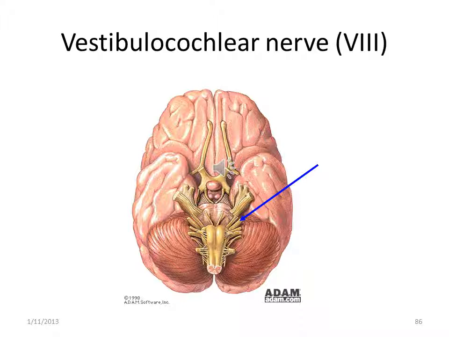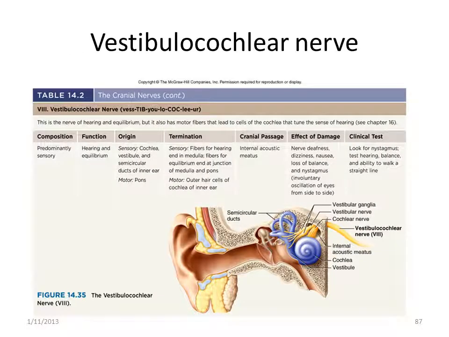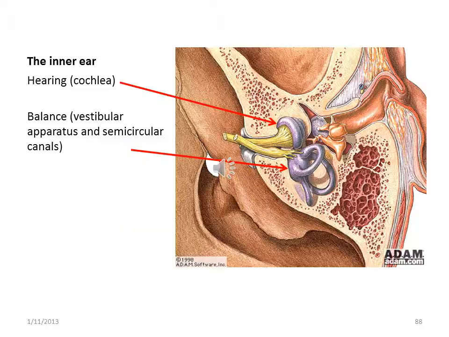Cranial nerve 8, the vestibulocochlear nerve, is shown on this inferior view of the brain by the blue arrow. The vestibulocochlear nerve innervates both parts of the inner ear, the cochlea and the vestibular apparatus and semicircular canals, which are responsible for balance. So the vestibulocochlear nerve is responsible for conveying sensations of hearing and balance to the brain.